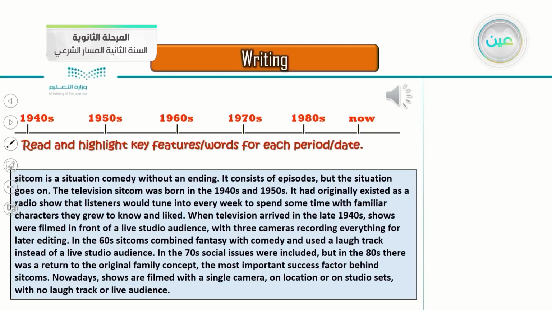In the 60s, sitcoms combined fantasy with comedy and used a laugh track instead of a live studio audience. In the 70s, social issues were included, but in the 80s there was a return to the original family concept, the most important success factor behind sitcoms. Nowadays, shows are filmed with a single camera, on location or on studio sets, with no laugh track or live audience.